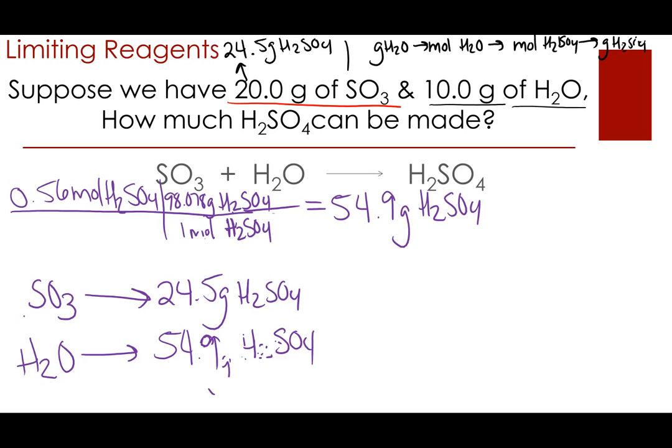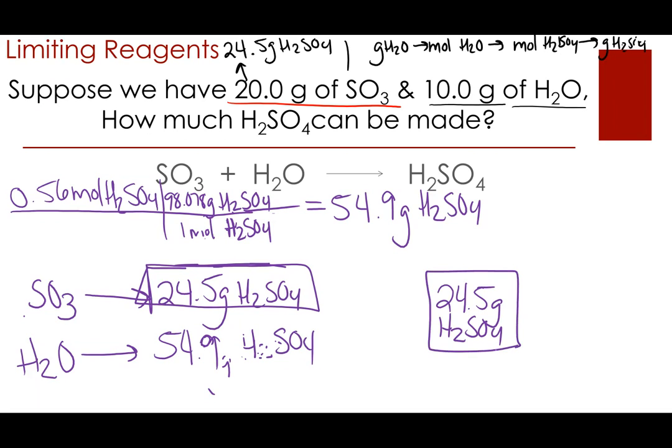Okay. So it's asking how much H2SO4 can be made. Here's where we're always going to pick the smaller number. So the maximum amount of our product that I can make, and the answer to this question is 24.5 grams of H2SO4. Okay. I have enough water to make 55 grams, right? But I only have enough SO3 to make 25 grams.